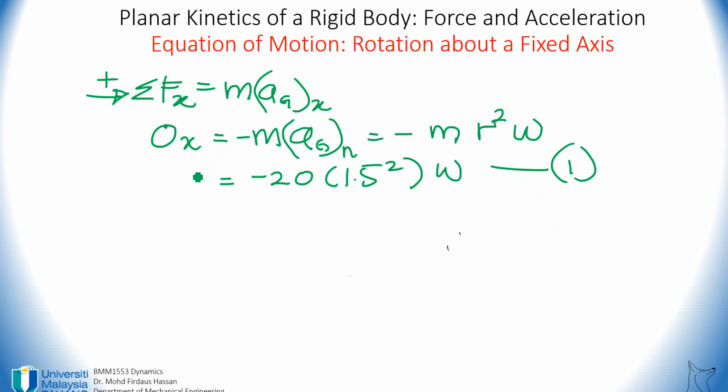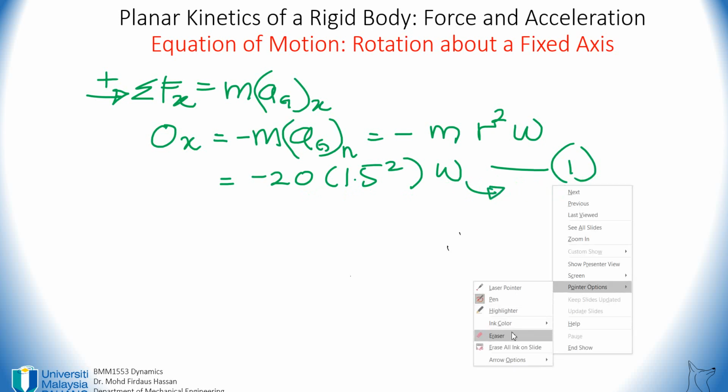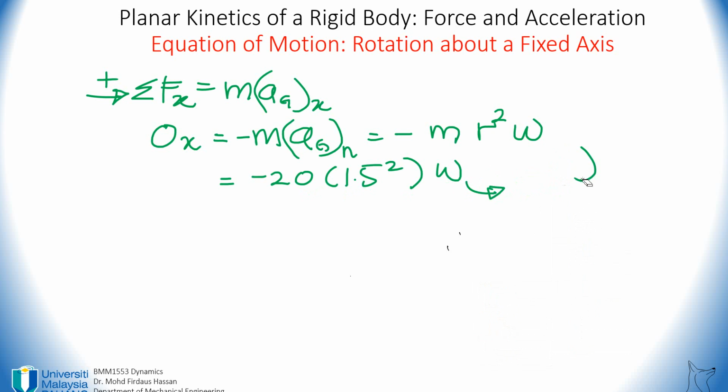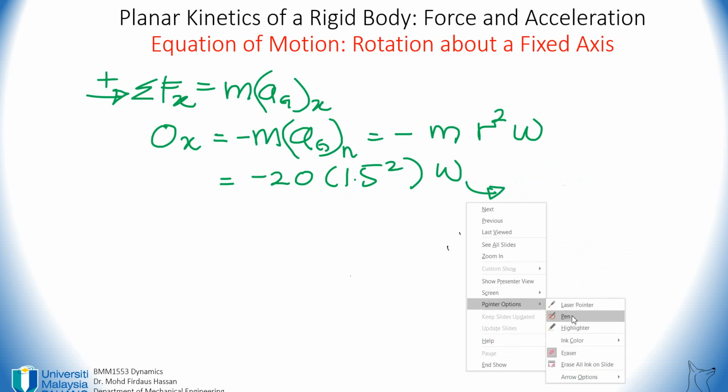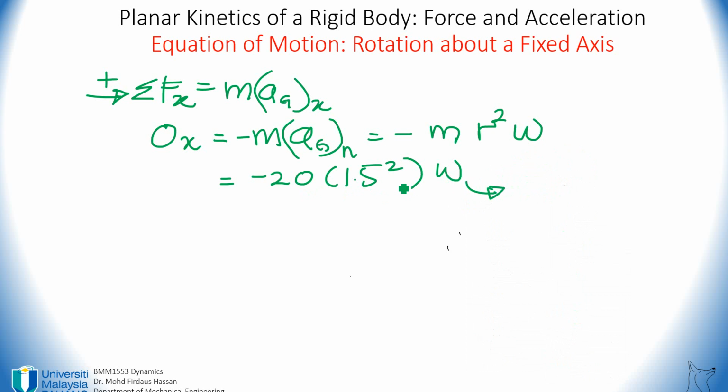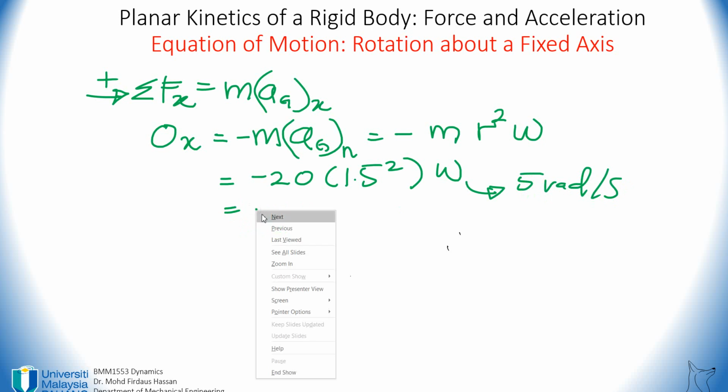Right? And don't forget, I forgot that omega is given. Omega is given. So when omega is given, you can solve this one directly. Sorry for my mistake. Omega is given as 5 radian per second. So basically, your OX, the answer for OX is negative 700 Newton.